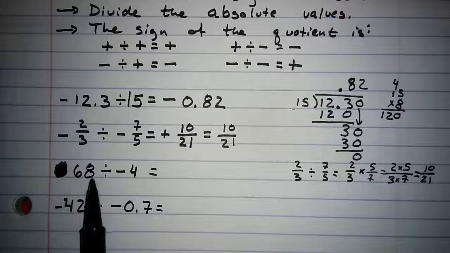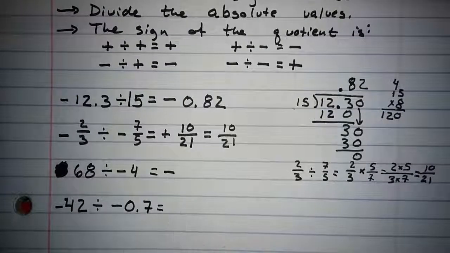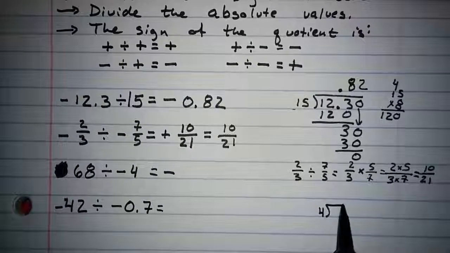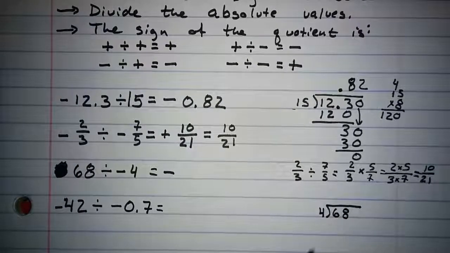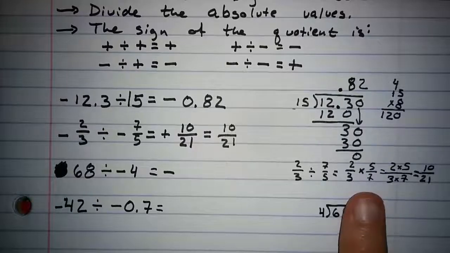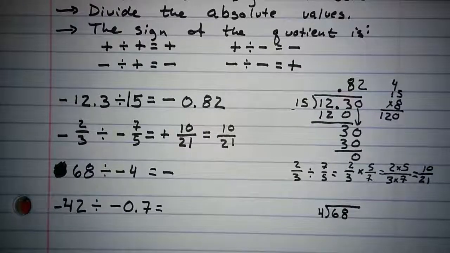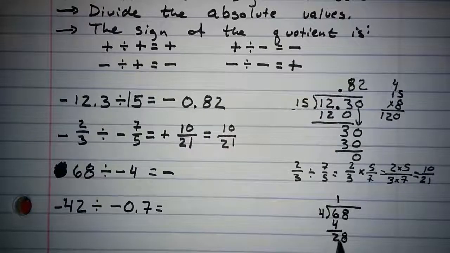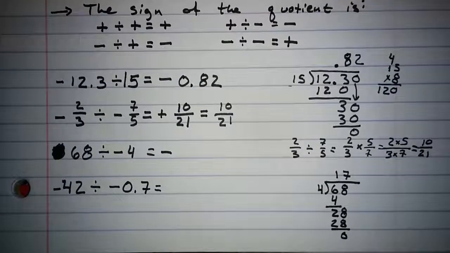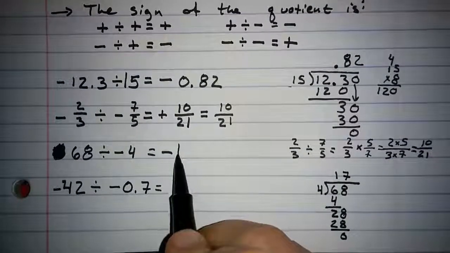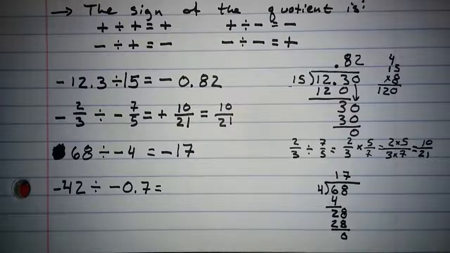All right, 68 divided by negative 4. The answer is going to be negative. And to work this out, we'll say 4 goes into 68, ignoring the signs now. 4 goes into 6 one time. 4 goes into 28, consulting the multiplication table, 7 times, with nothing left over. So this is just negative 17.